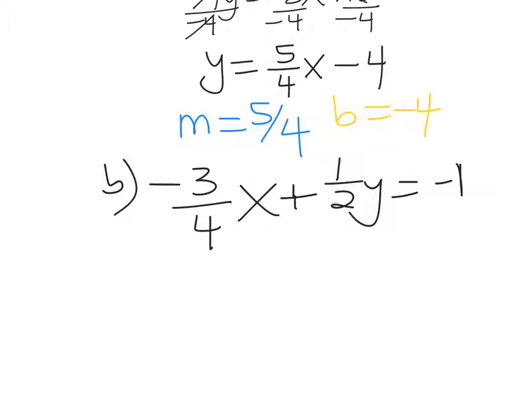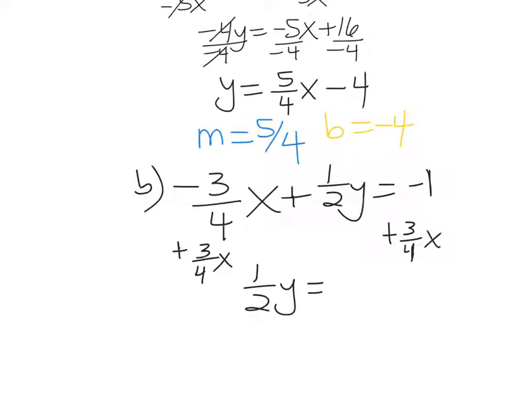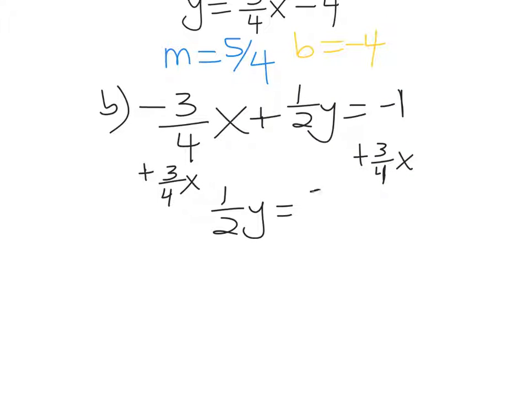And it's the same steps every time. You got to get the x over, and then you got to get rid of whatever's in front of the y. So let's go ahead and add 3/4 x to the other side. Add 3/4 x. All right, so you get 1/2 y is equal to 3/4 x minus 1.